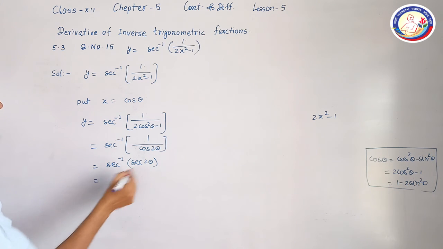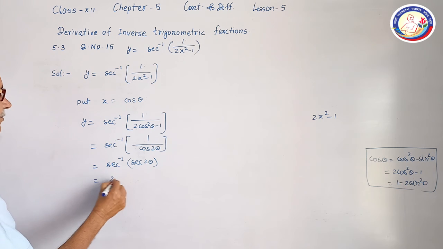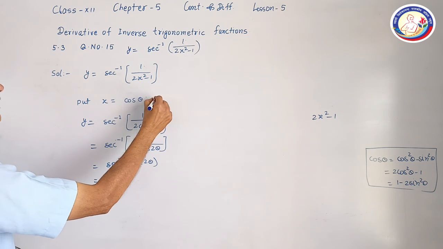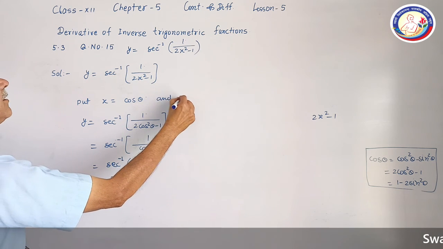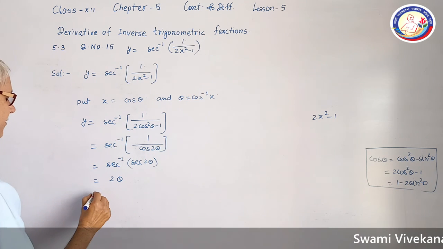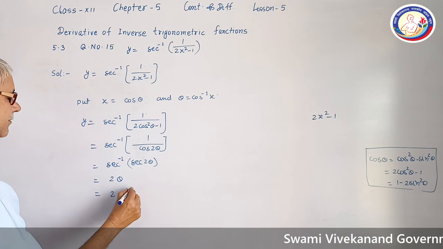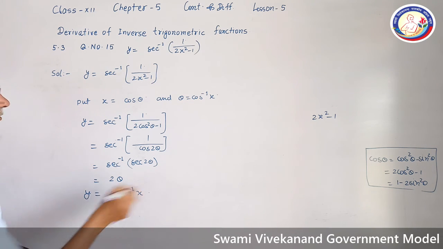Now, what is the simplest form of this? Sec inverse of sec 2 theta, that is 2 theta. And what about theta? We can find it from here. This implies that theta equal to cos inverse x. So twice of cos inverse x. So what is y? y is 2 into cos inverse x.